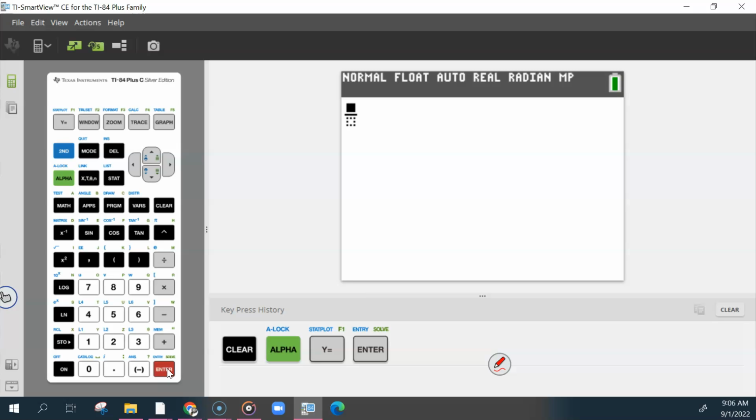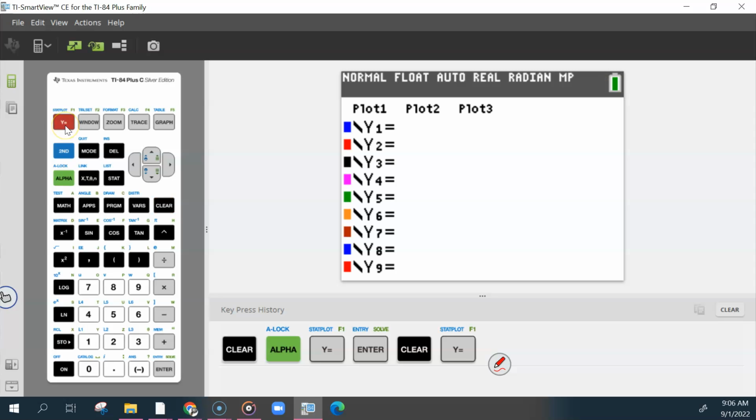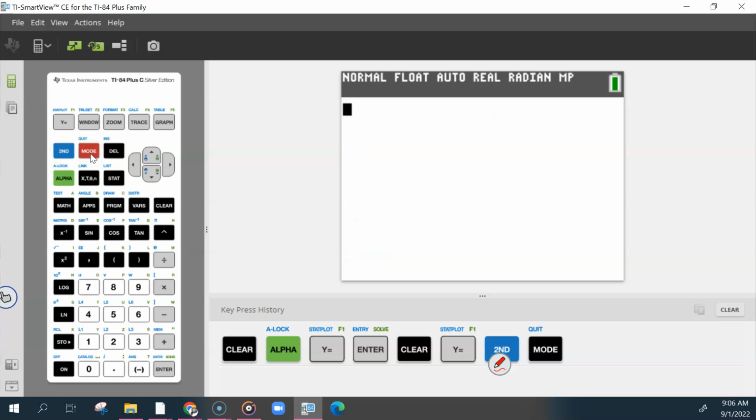Let's say you're doing something in something that's not this screen. If you ever want to go back to this home screen or you click something by accident and you need to get back here, if you hit second mode, so let's do this first. Press just y equals, so it's at a different screen. And then press second mode. Second mode will take you back home. Call that the home screen.